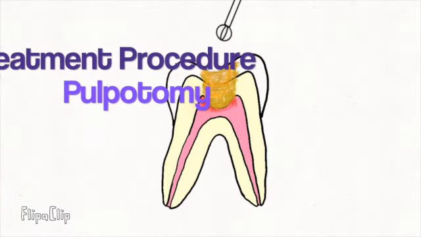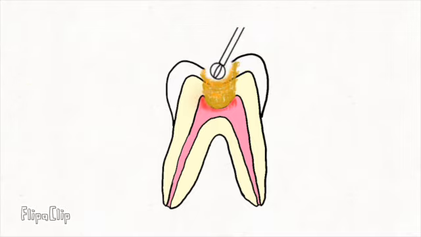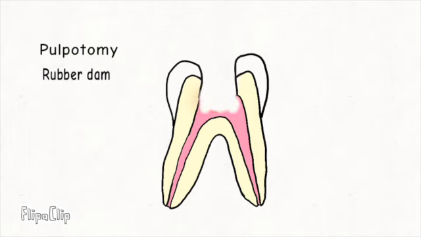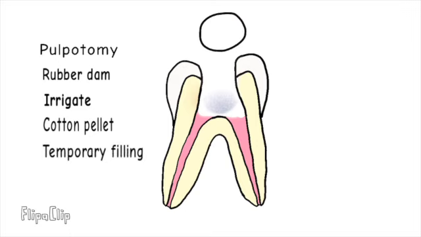Before you start your treatment procedure, give the patient very good anesthesia. Test that your anesthesia is working. Pulpotomy is to remove all the pulp tissue from the pulp chamber. Make sure you use the rubber dam. Irrigate. Once you've removed all the pulp tissue from the pulp chamber, place a sterile cotton pellet and seal the cavity.